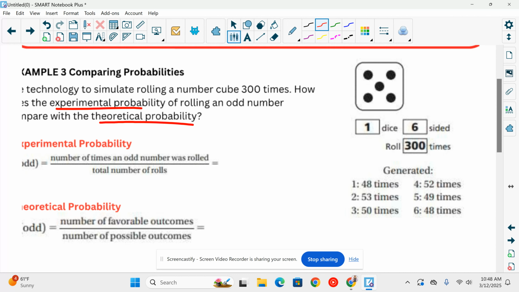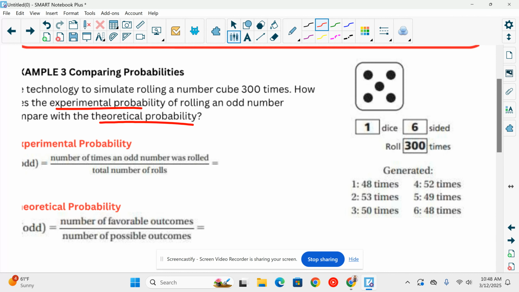Okay. So let's start with theoretical. Let's think about it first, because in our scientific method, that's what we would do first. We would think about it first. We're going to make a guess first. Then we're actually going to do it and see if we got close to the answer.